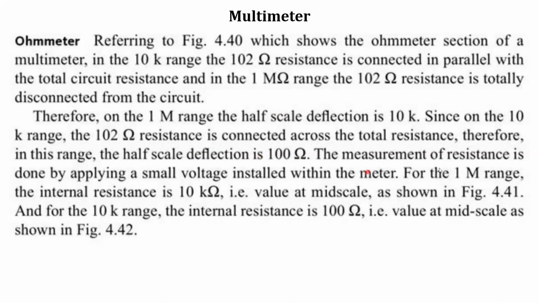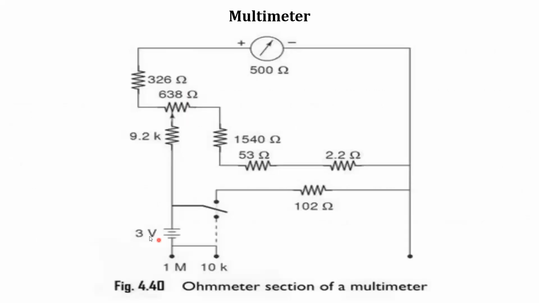The measurement of resistance is done by applying a small voltage installed within the meter. That voltage, the small voltage we are supposed to install here, is 3 volts.